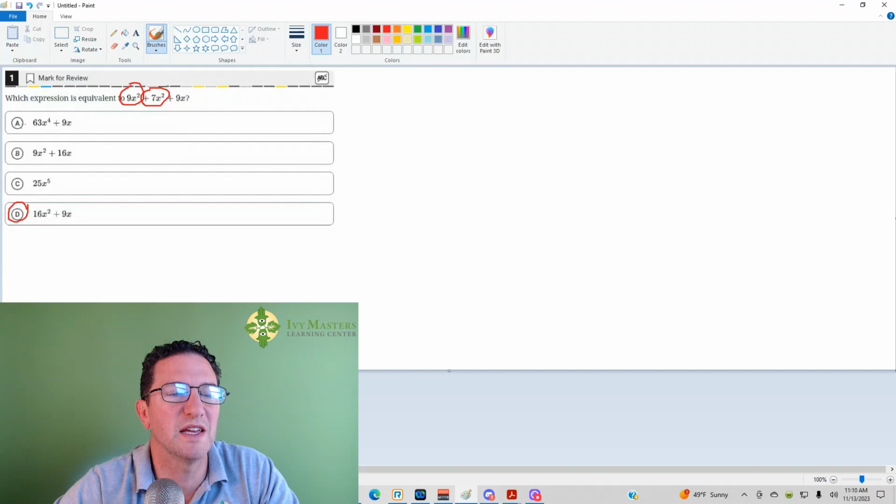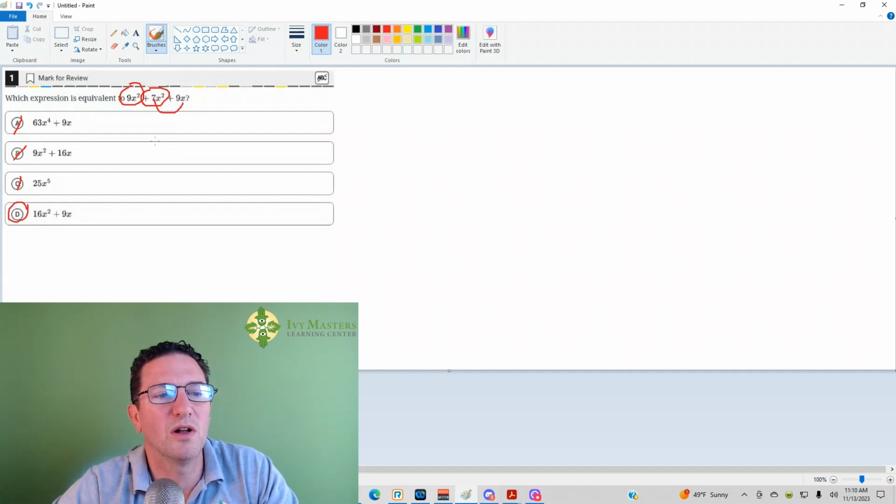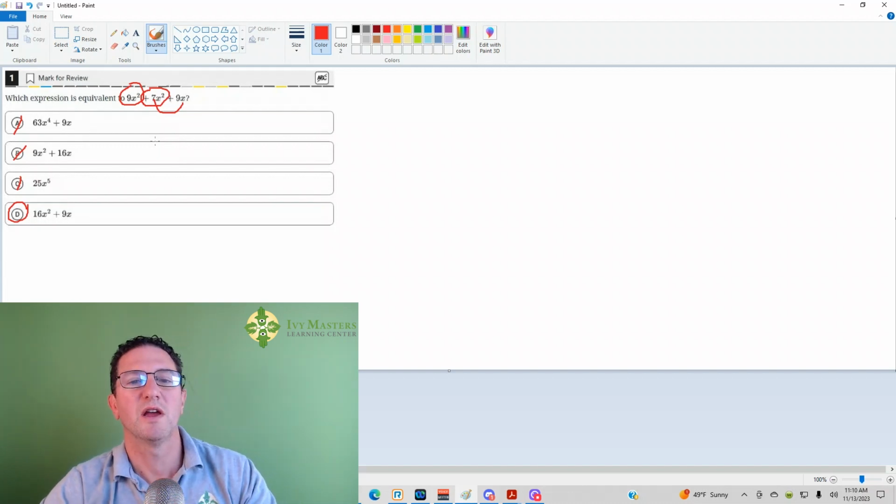Notice answer choice A is if you multiplied the coefficients and added the exponents, that would be if you're multiplying. Answer choice B just adds these two by mistake and then just drops an exponent on the 7x squared. That doesn't make sense. And then this one just adds all of the coefficients and the exponents. D is your answer.